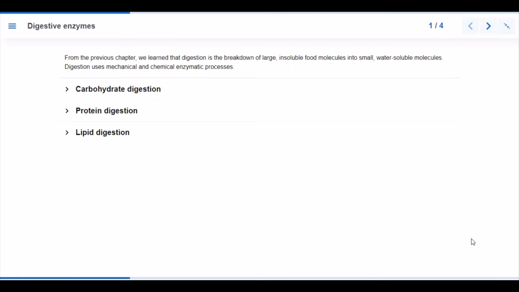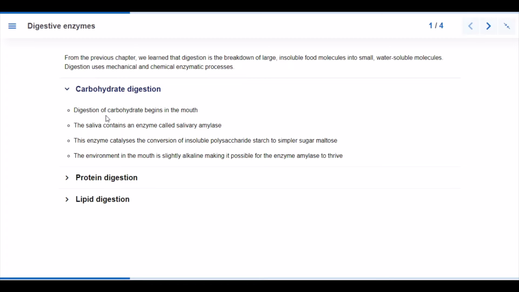Hello students, welcome back. So today we'll be looking at the chemical digestion part of the digestive system. From the previous chapter, we learned that digestion is the breakdown of large insoluble food molecules into small water-soluble molecules. Digestion uses mechanical and chemical enzymatic processes.